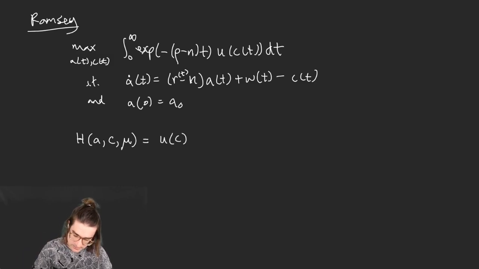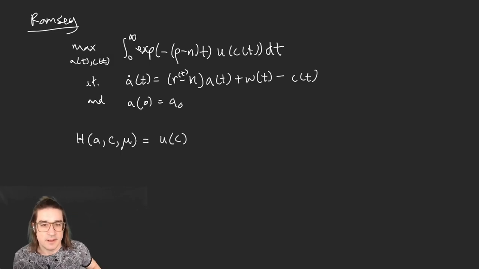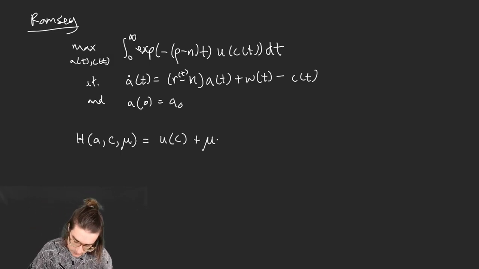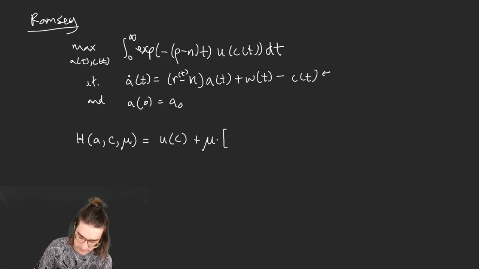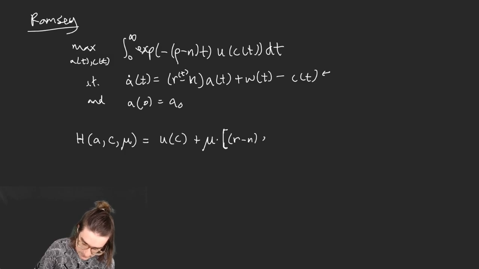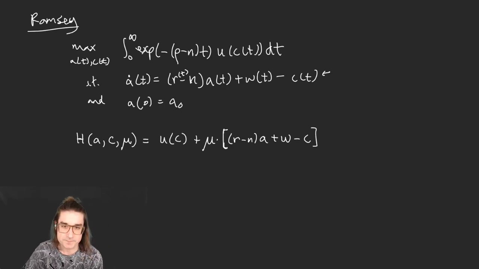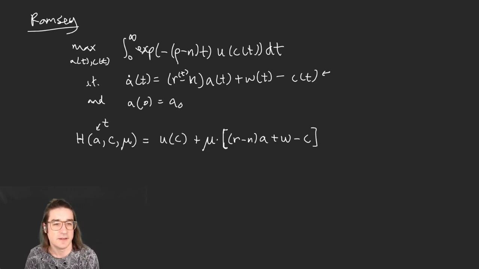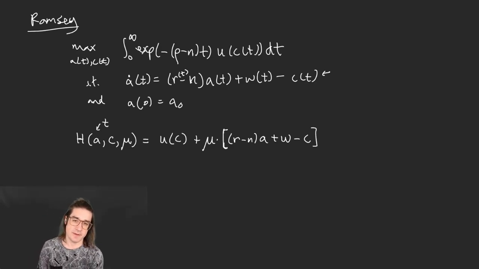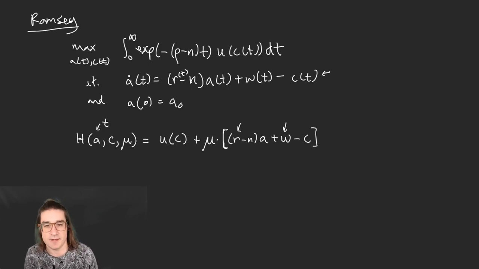It's just u of c, and like we discussed here, it doesn't even depend on a. And then plus mu times g. So g is just this thing up here, that evolution equation. I'm going to drop any t dependence. So this is going to be r minus n times a plus w minus c. Maybe there should be a t in here. I'm not going to write it, but in principle this is r of t, this is w of t. And remember it's fine to put explicit time dependence in that g function.